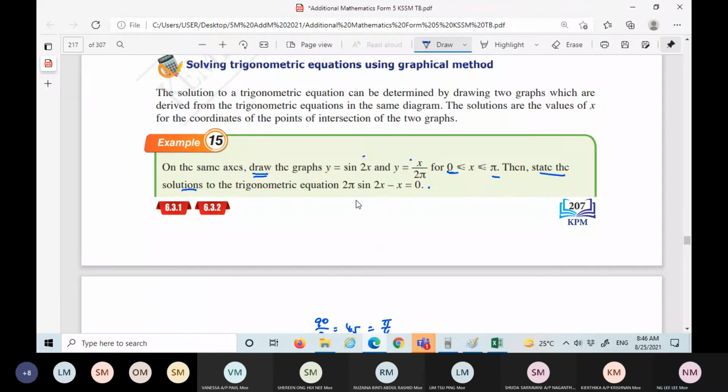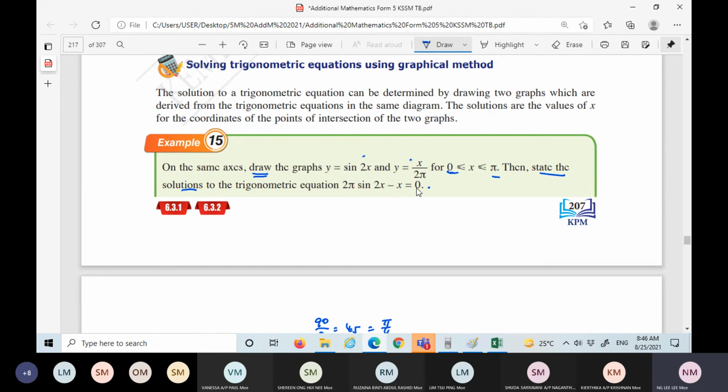Let us see. First of all, 2 pi sine 2x minus x equal to 0. How to get the solution? If you want to get the solution, it means you want to get the value of x. For mathematical calculation, this is quite impossible because you have a trigo function here and then you have an x standing alone here. So this type of equation is impossible to solve by calculation. The possible method to get the answer is by drawing the graph.